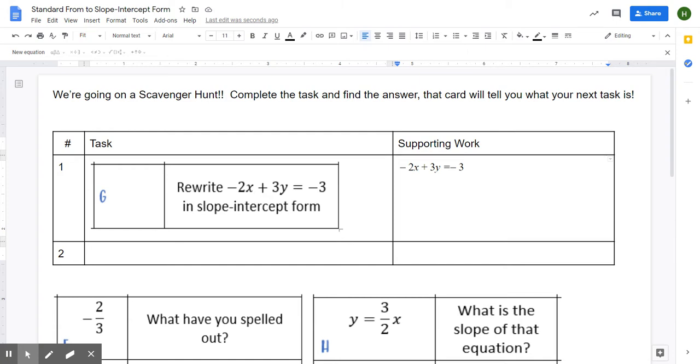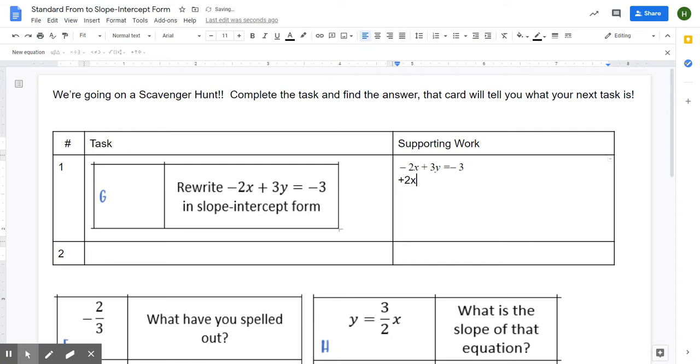So this is where we need to remember that slope-intercept form is y equals mx plus b. So our goal is to get y by itself. So we need to move all of the other pieces of the equation to the other side. So we have negative 2x plus 3y equals negative 3. So we need to move this negative 2x somehow to the other side. And how can we do that? That's right. We can add 2x to both sides.